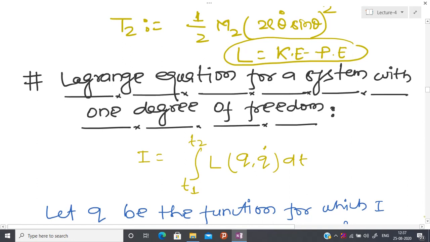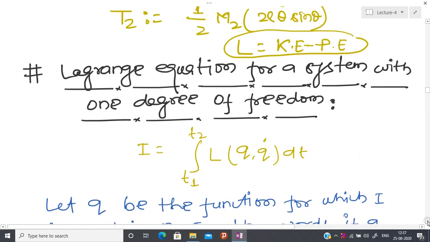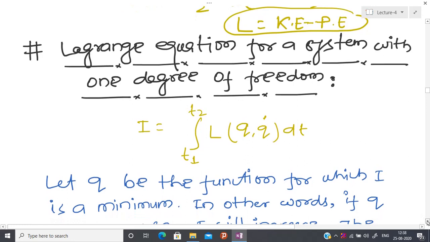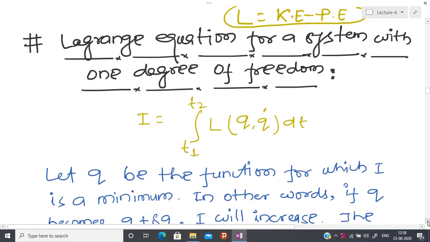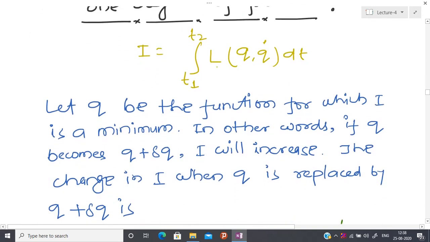Now suppose I formulate the Lagrangian L using kinetic energy minus potential energy. Now I have to use the Hamiltonian principle to establish or to derive some kind of dynamical equation. And we know the principle that I have to select L in such a way that the value of this integral is minimum. So how will we proceed?